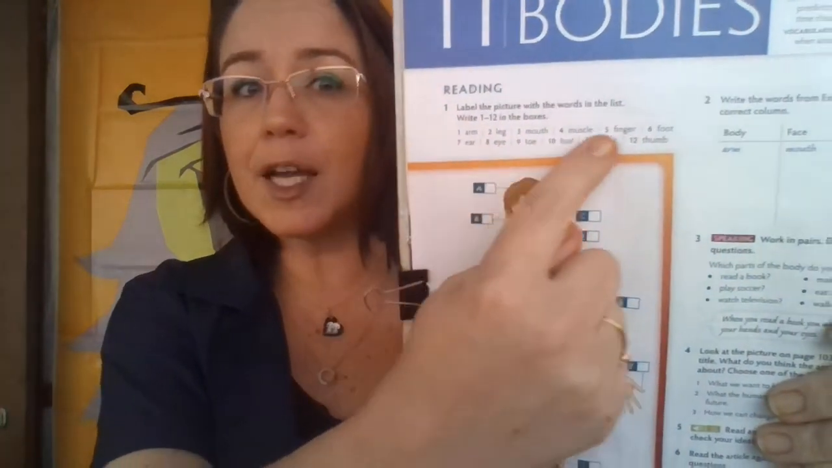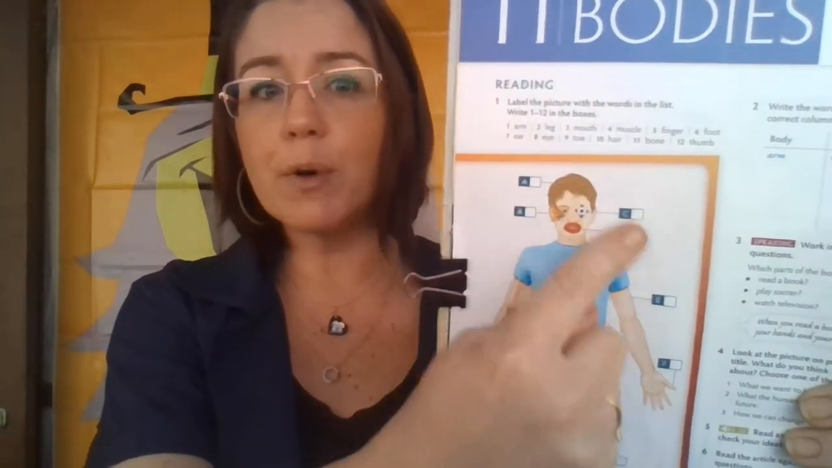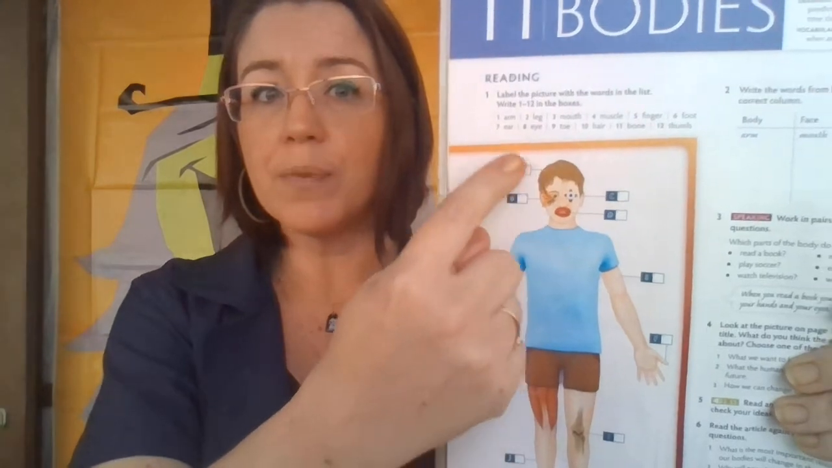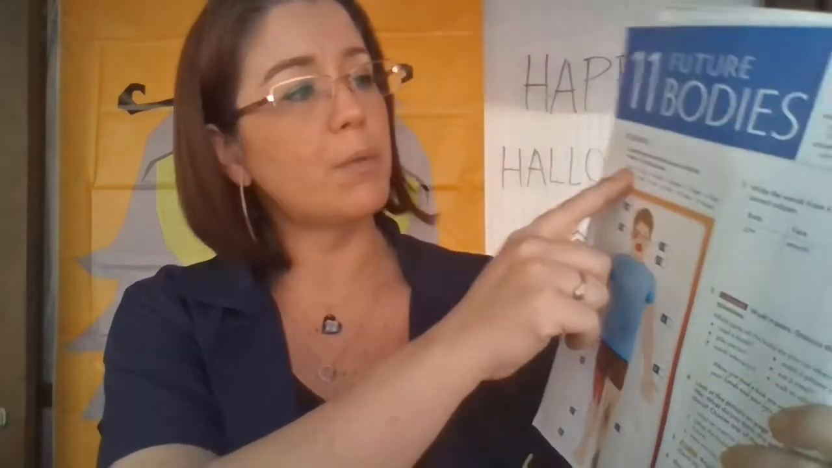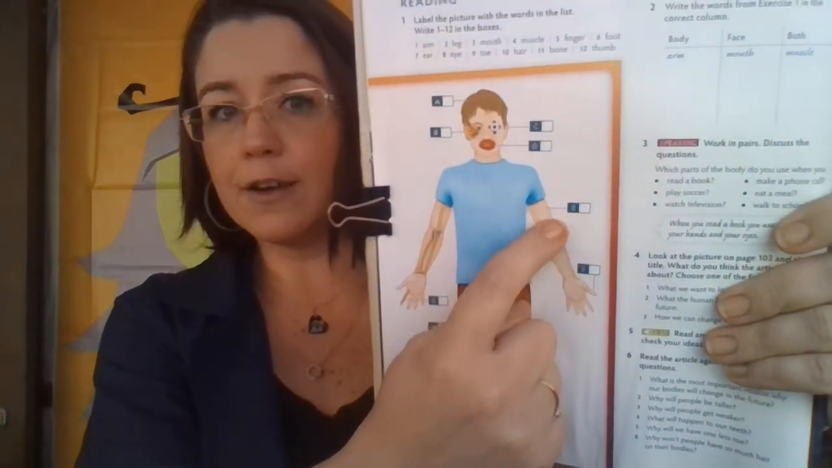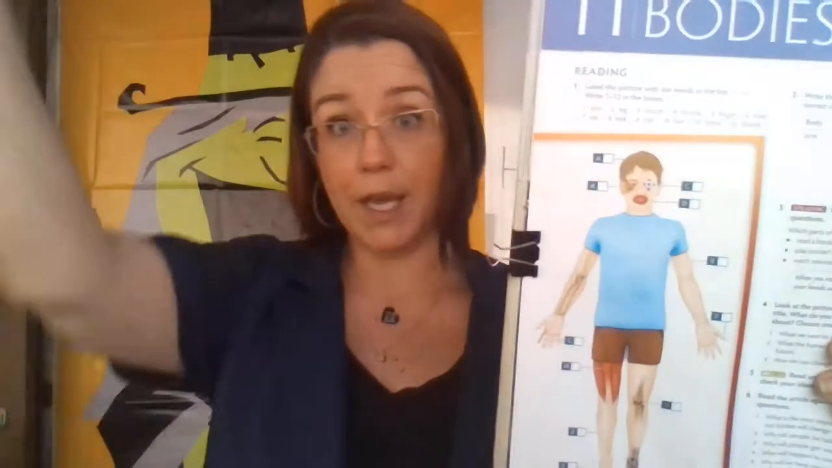Todo mundo pausando o vídeo agora e tentando colocar os labels na picture, ok? Vocês vão colocar os numbers. Number one, arm. Arm is over here. Is letter E, ok? This is arm. Ok? Então, vamos lá, todo mundo pausando e fazendo rapidinho para a teacher corrigir. Ok? Pause. Conseguiram? Alright. Então, vamos lá.